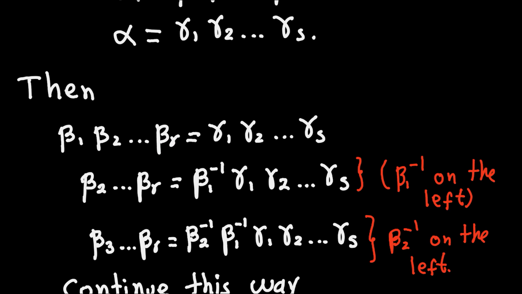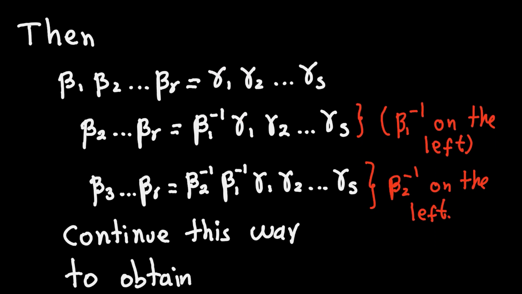Now in the next step, because these two things are the same, one thing I can do is multiply, it's not really a multiplication, but a composition, by beta 1 inverse on the left. Beta 1 inverse is going to cancel out with beta 1. So I'm going to get beta 2 to beta r, and then beta 1 inverse is going to be here. Now let's do that again. I'm going to compose with beta 2 inverse. The beta 2 inverse on this side is going to cancel, giving me beta 3 through beta r. And the beta 2 inverse is going to be right here in this position.